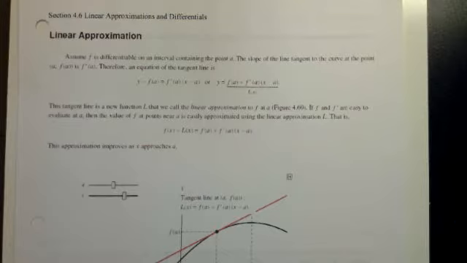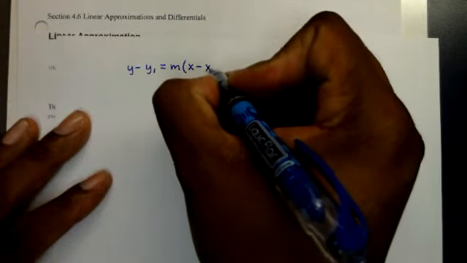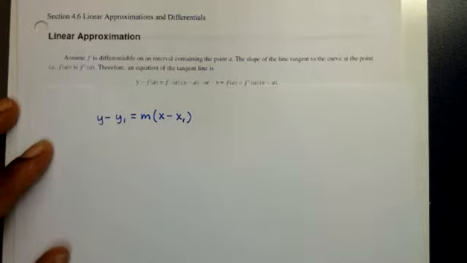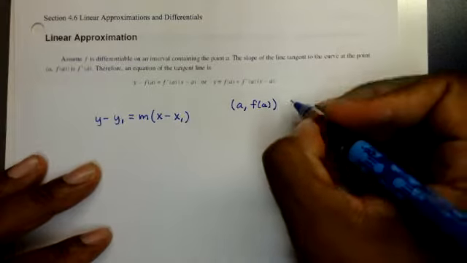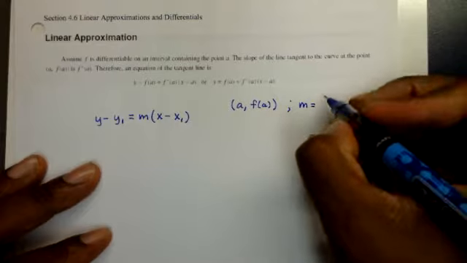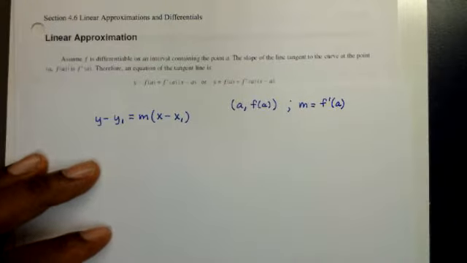Now, I'm going to go ahead and derive that particular formula that you see here. If you recall, back in college algebra, or any type of algebra that you might have taken, like intermediate algebra, when you were dealing with the point slope form of the equation of the line, it was usually this: y minus y1 is equal to the slope, that's m, times x minus x1. And in this case here, we have a point A comma f of A, and the slope, which I'm going to call m, is going to be f prime of A. That's actually the slope of the tangent line to the curve at point A.